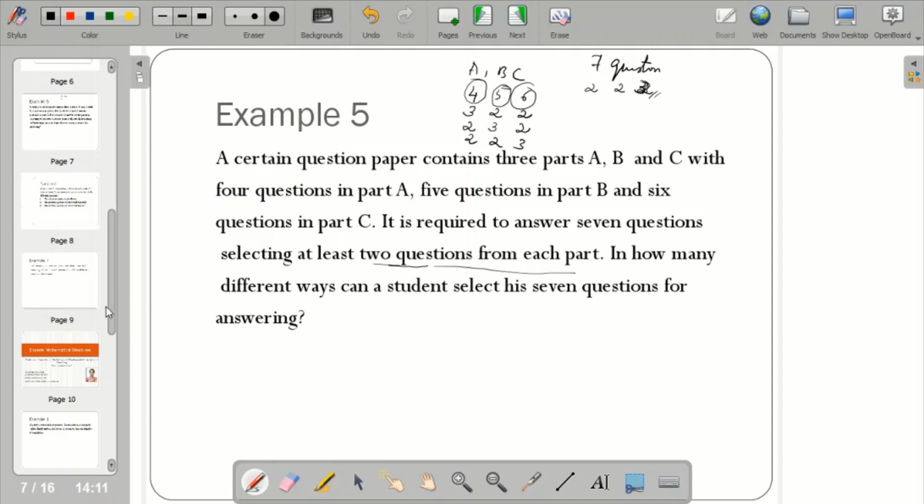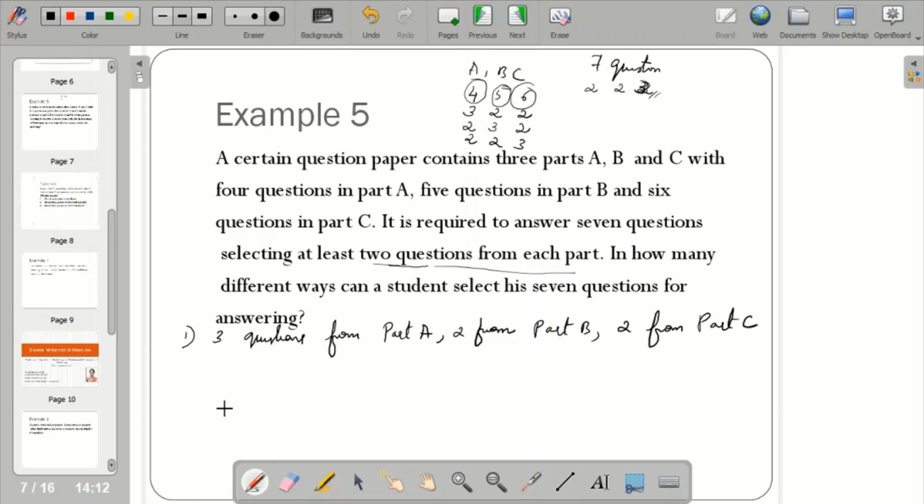So the first possible way is 3 questions from part A, 2 from part B, and 2 from part C. So this is one possible way: 3 questions from part A, 2 from part B and 2 from part C.